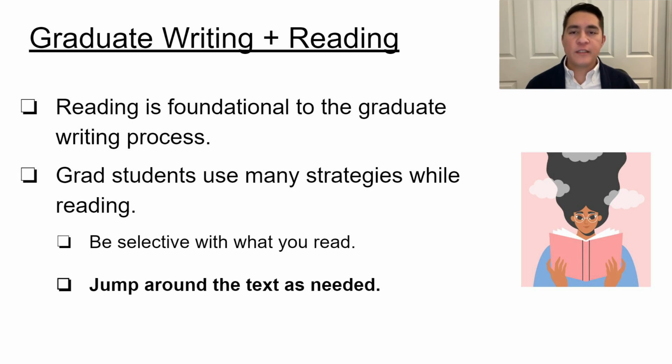Another strategy is to consider jumping around the text as needed. You don't need to read every paper from beginning to end. Research shows that expert readers jump around to different sections of articles to find the information that will most benefit them. One strategy is to read the abstract, conclusion, and references before reading the paper. Next, we'll look at some useful resources that you can use while reading articles.